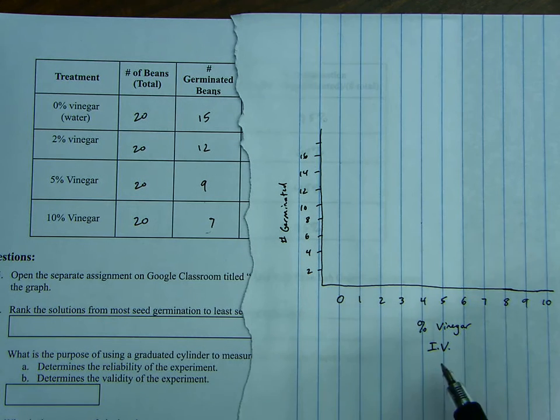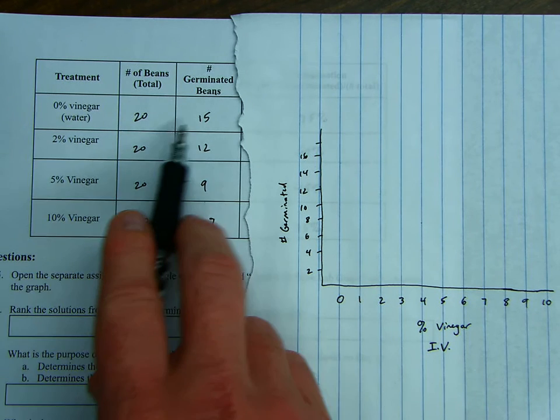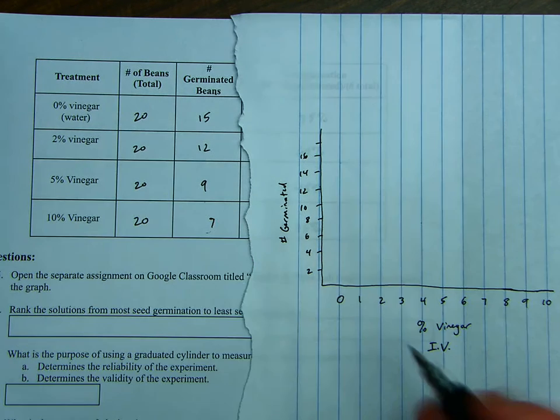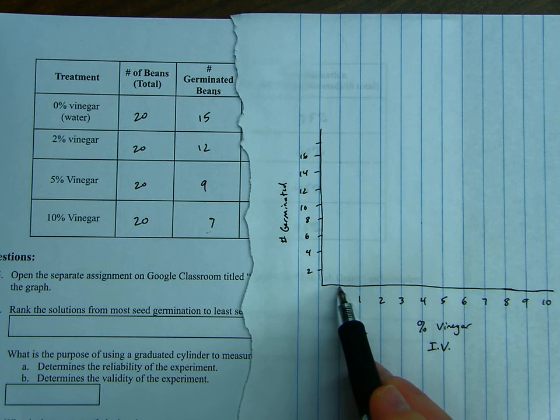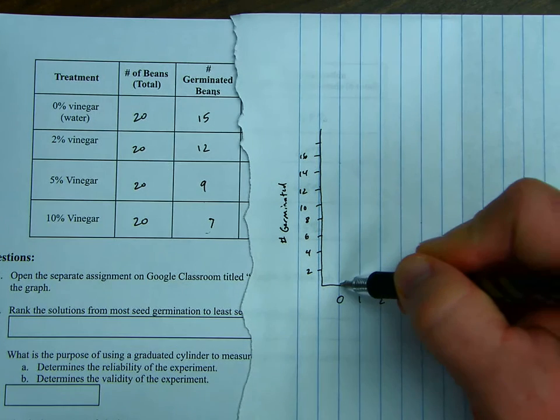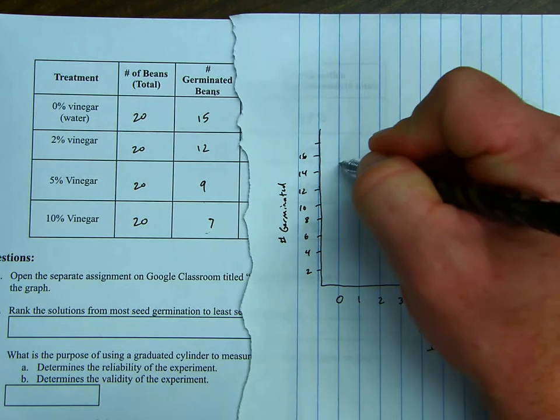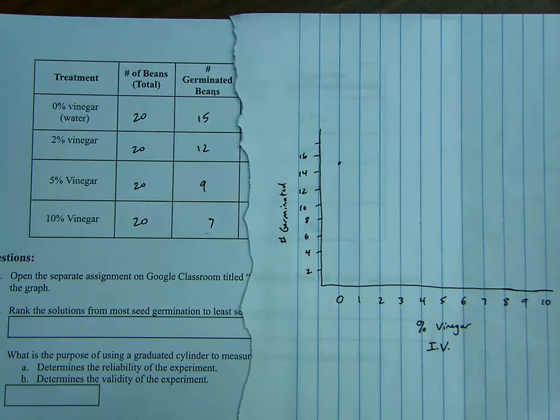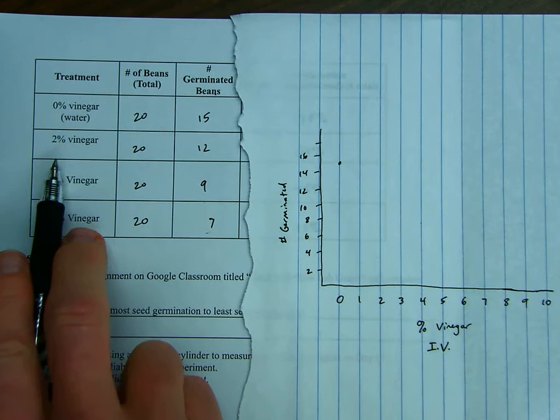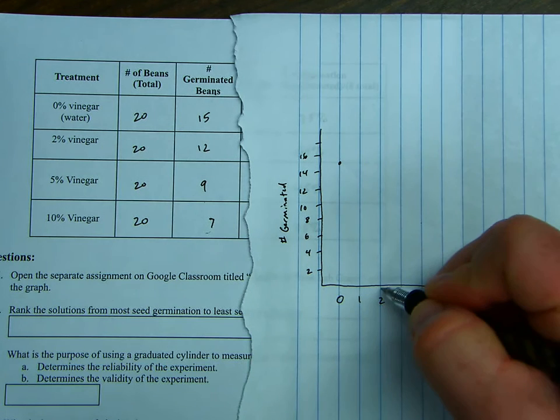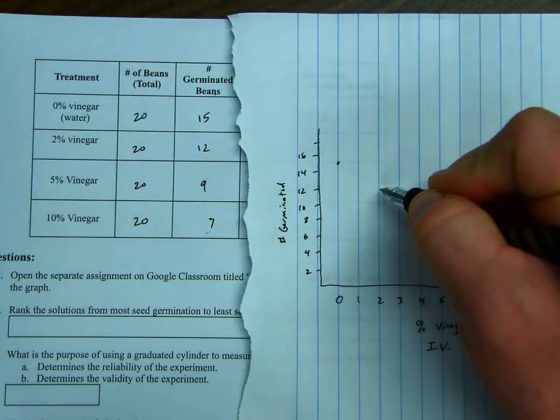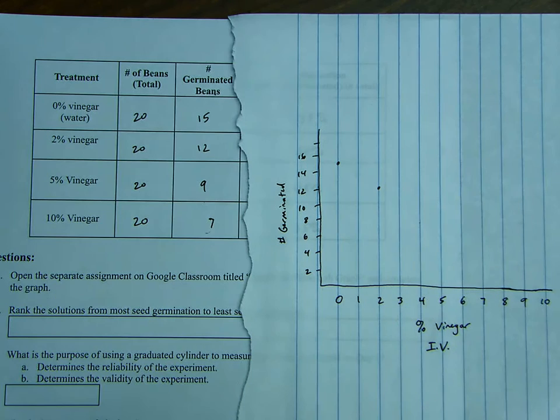Okay, so for the 0% vinegar solution, you can see I had 15 germinated beans. So I go from 0, and by the way, I would keep the 0 off the y-axis so you can see exactly where this starts. Okay, that's just my preference. Okay, so at 0%, I would go up, put a dot on the 15. Okay, the next one is going to be the 2% vinegar. So you can see I have 12. So I go from the 2% up to the 12, put another dot.